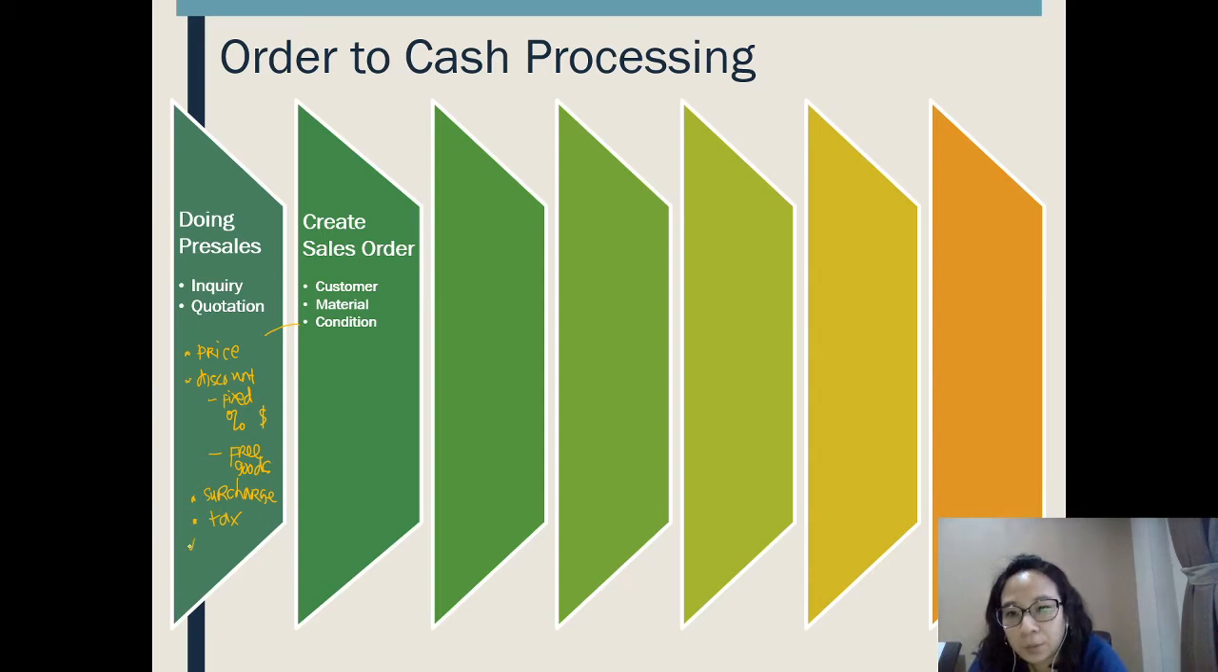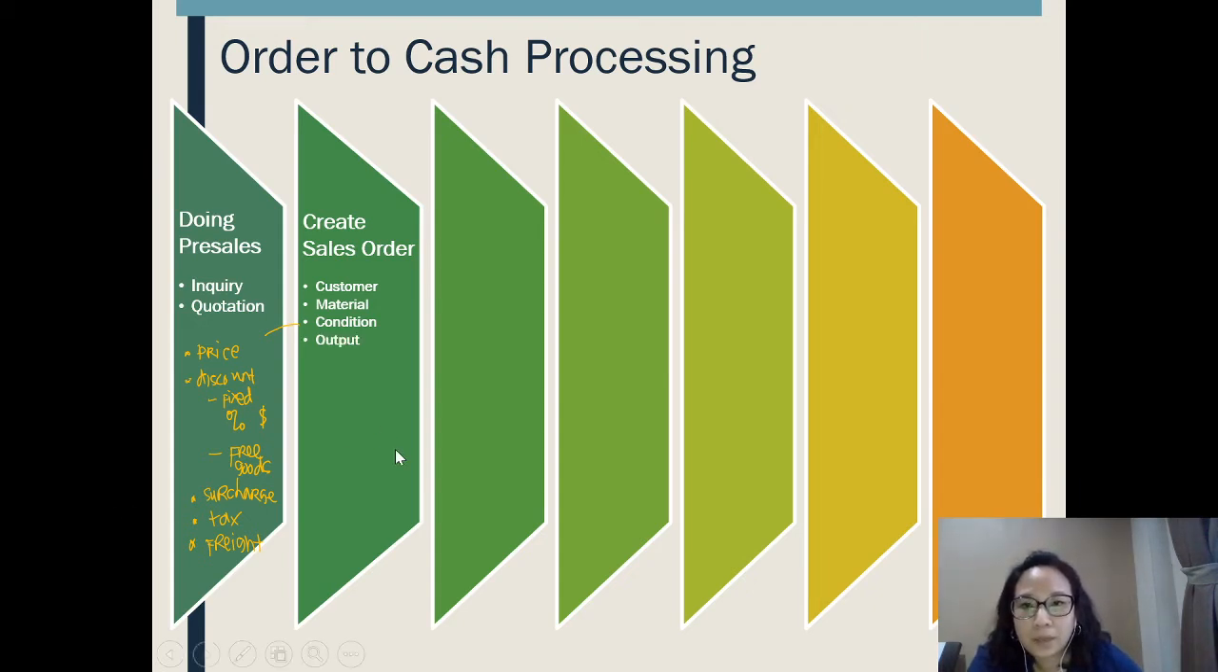And then the last one, we can define the freight. The freight here means charging the delivery cost to the customer. Okay, so these are the 5 condition types that we can define in the sales order.